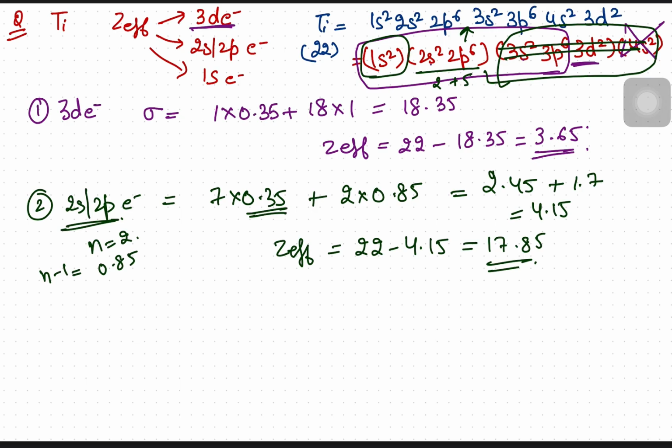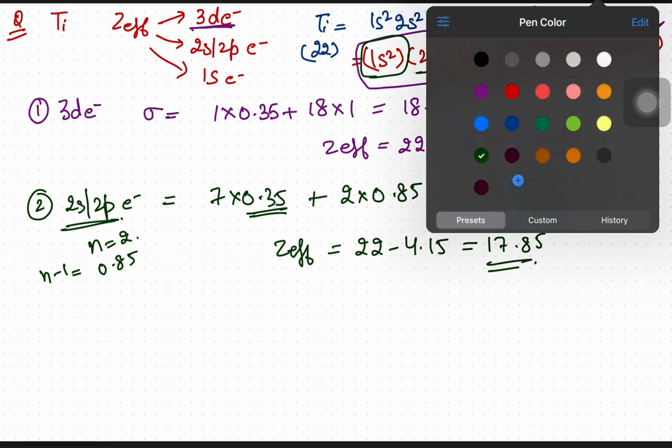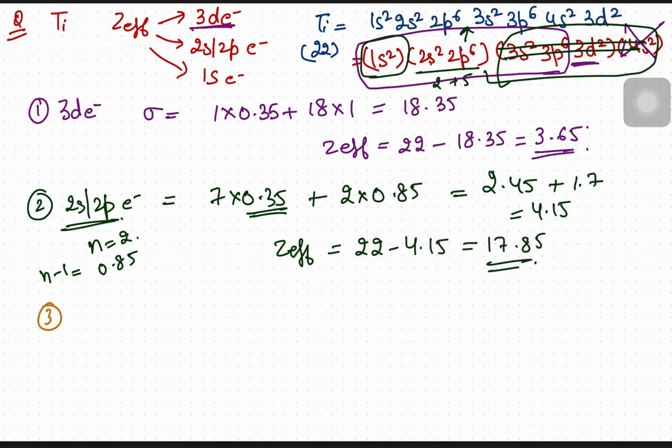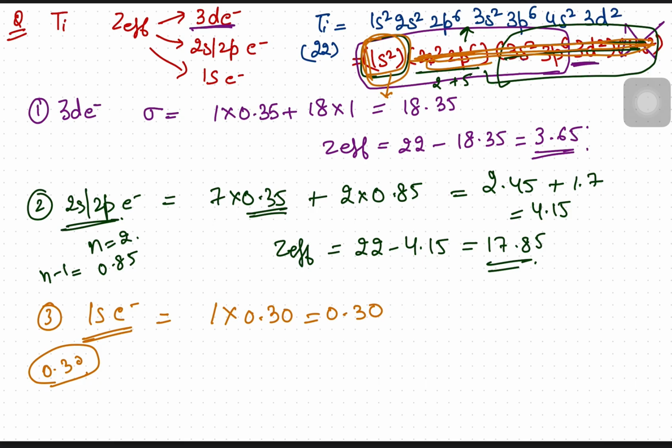Now the last is for the 1s electron. Third is for the 1s electron. I've told you the 1s electron has an exception, its contribution is always 0.30. We have to calculate for the 1s electron, then to the right of the bracket the contribution is 0, meaning all those electrons are contributing 0. For 1 electron we have to calculate, so exclude 1 electron. How much remaining? 1 into 0.30.